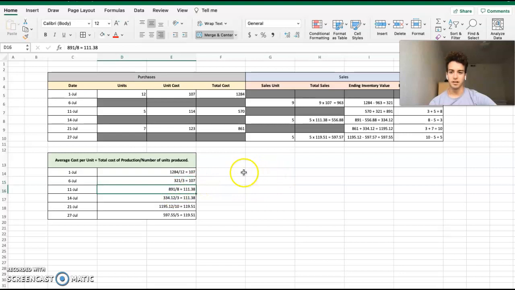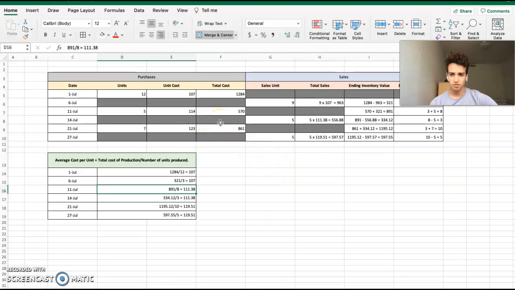Moving on, so we have 5. We'll multiply that by 114, and that gets us 570. And what we'll do here is take 570 and add it to our previous ending inventory value, and that gets us 891. And as you see, we bought 5 here, and we'll add it to the 3 that we had from our last date. So 3 plus 5 is 8, right? And so we'll take 891 and divide it by 8, and that will give us 111.38.